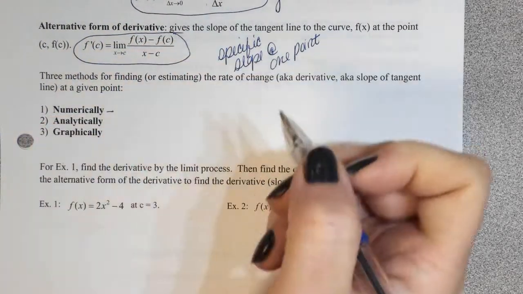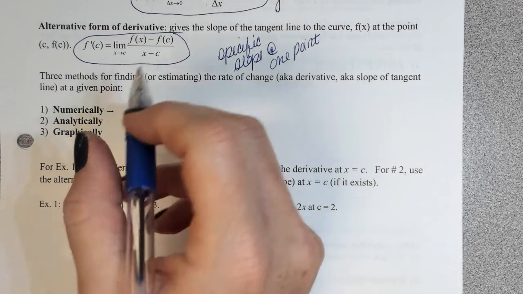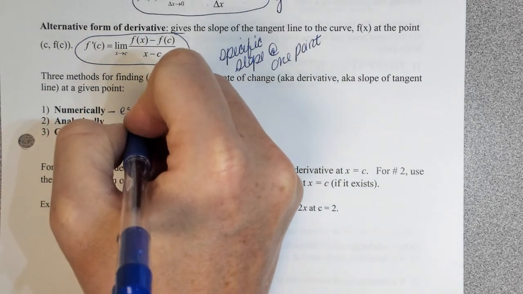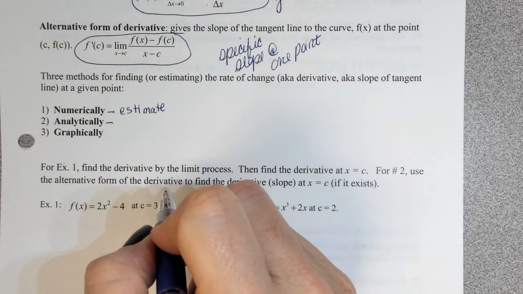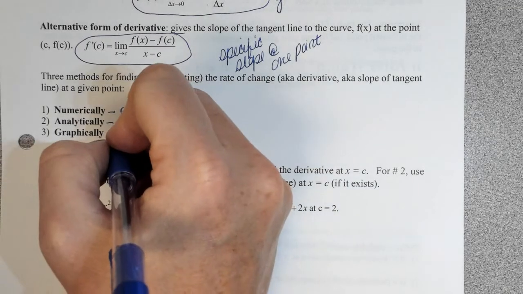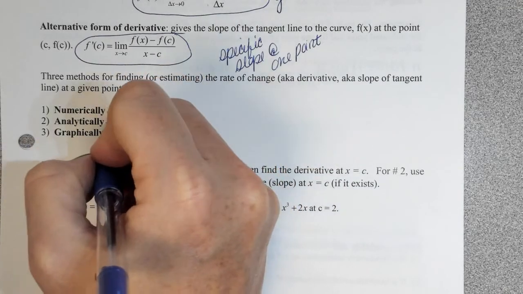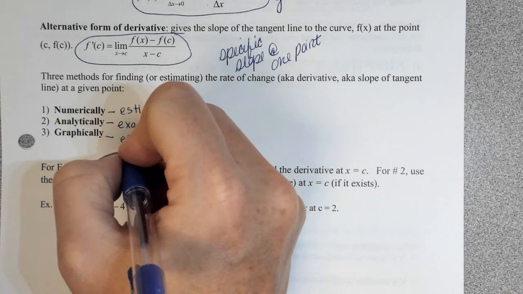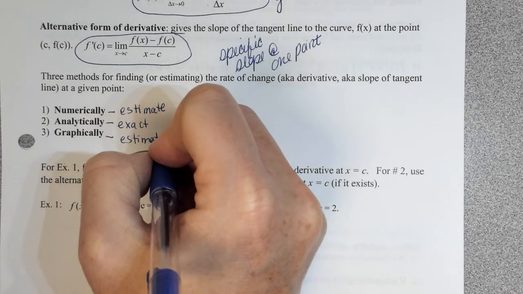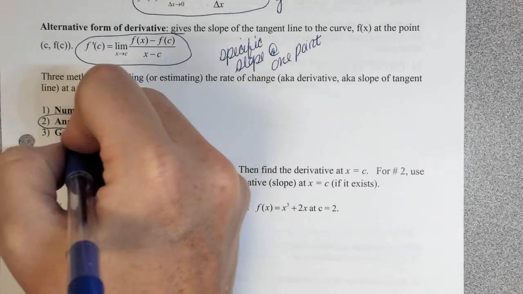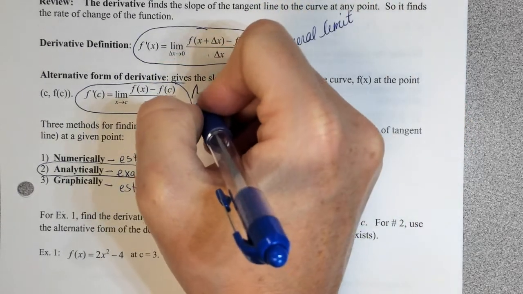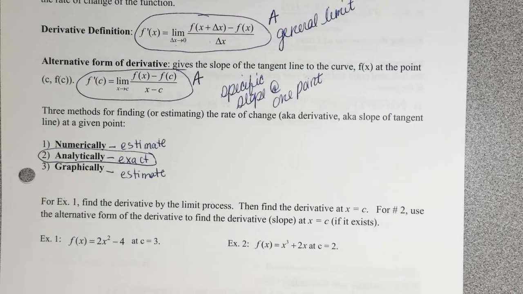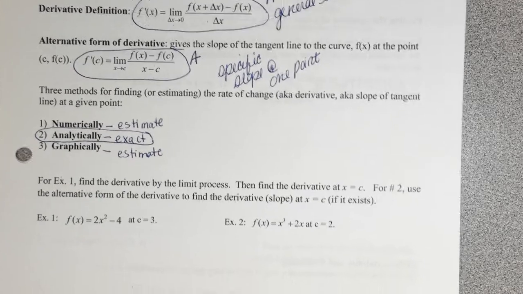Numerically, does this give us an exact answer or an estimate? Estimate. So this is going to be an estimate. Analytically, what's that going to give us? Exact. And graphically, estimate. And that's why we want to use analytically as much as we can. And both of these are analytic methods. Both of those formulas are using algebra and calculus.